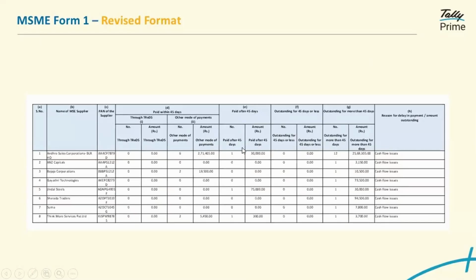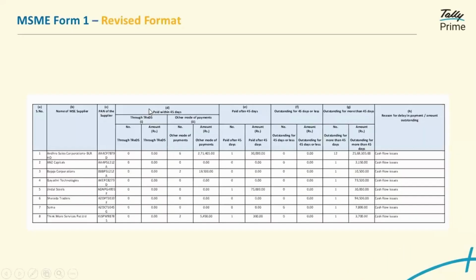And if payment is after 45 days, then you have to specify over here. If payment is outstanding for 45 days or less as on a particular date, or outstanding for more than 45 days as on a particular half yearly date, and if it is outstanding, you have to specify the reason. So you see how many details are asked for a particular transaction. It is telling both aspects. Payment is done, that also specify. Payment is pending, that also specify. And both specifications are to be done in two sorts of classification: one less than 45 days, another more than 45 days.